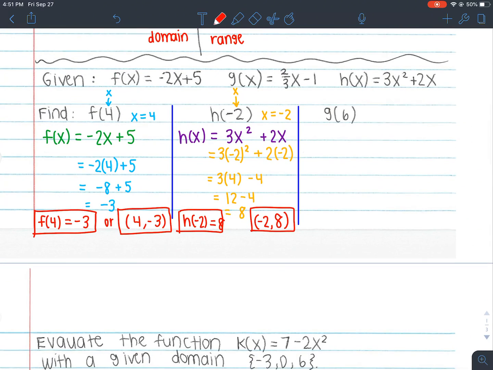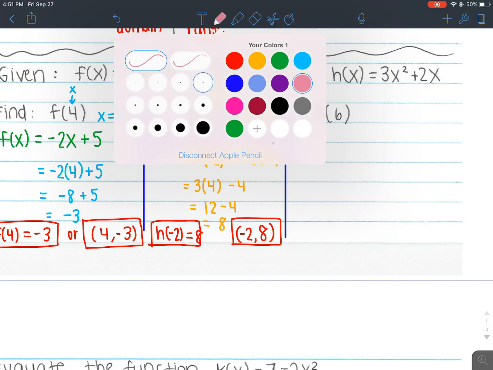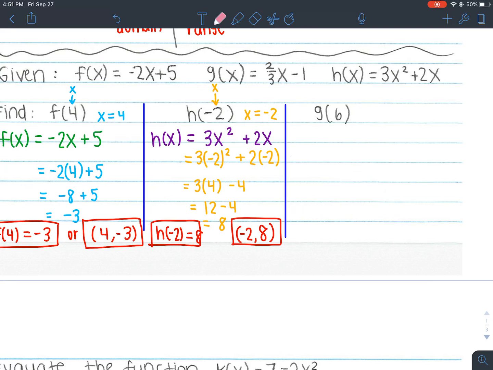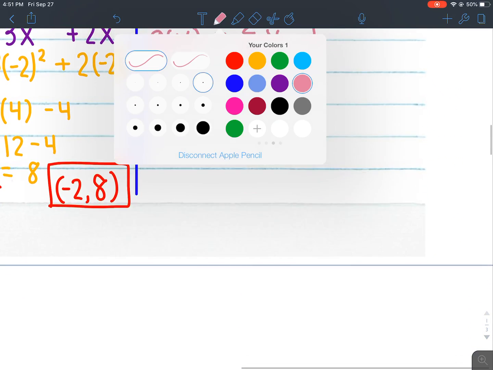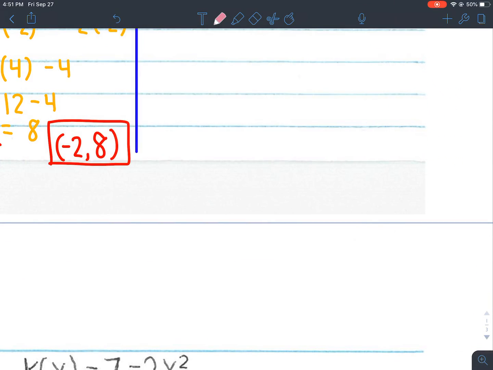All right, the last example on this part. Evaluate for g of 6. Well, which one of these is the g function? It's going to be the one in the middle. So g of x equals 2/3 x minus 1. Always be super careful which one you're deciding to use because you have to make sure it's the correct one to use.